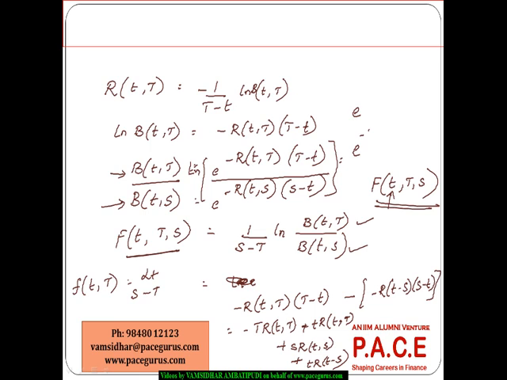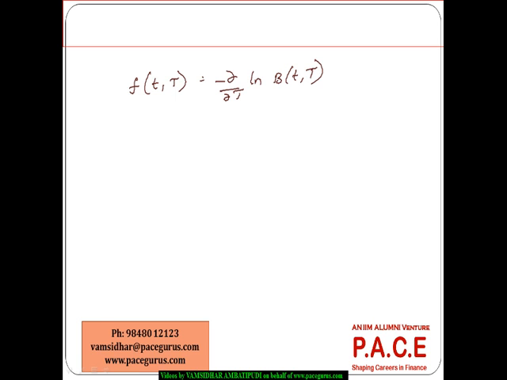As s comes closer and closer to t, it becomes nothing but the dou by dou t of log B t comma t. So the instantaneous forward rate comes out as the logarithm of the price. Take the logarithm of the price and take the derivative of that. So I can very well write f of t comma t as minus dou by dou t times the logarithm of B t comma t.